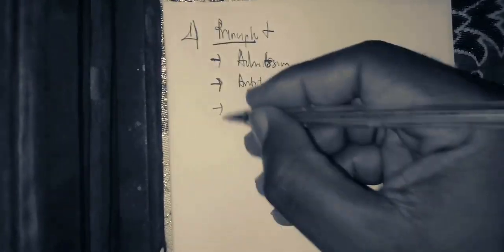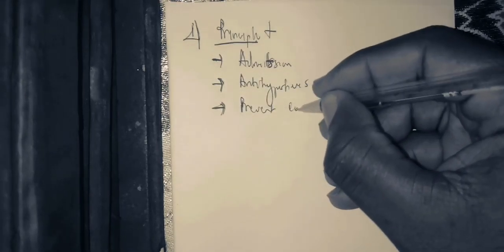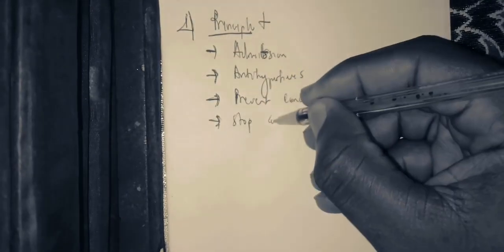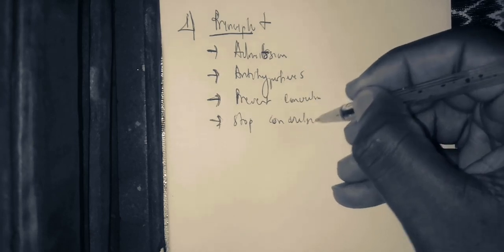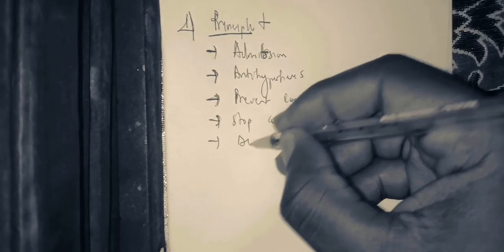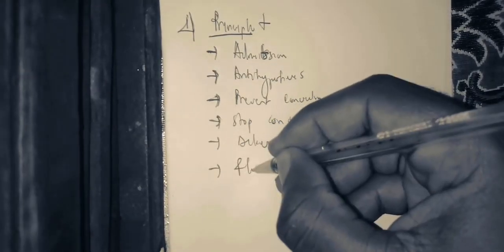The third step in the management is going to be prevent convulsion. The fourth step in the management is stop convulsion, provided that the patient already has eclampsia. And then the fifth step is delivery. So delivery, and then the last step is follow-up.